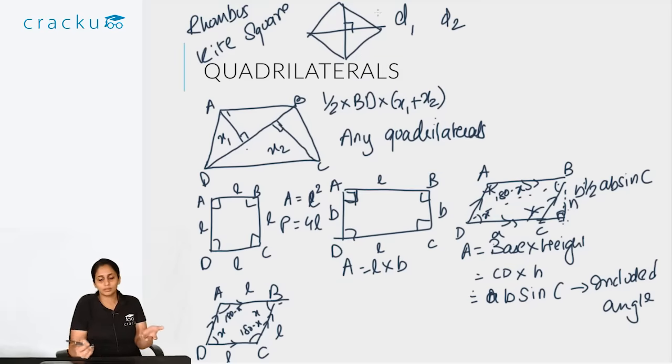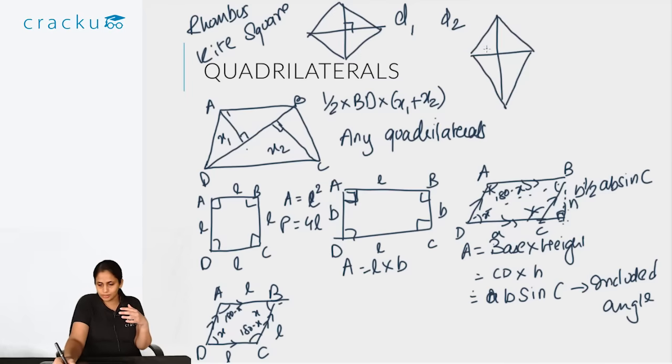In the case of a kite, a kite is basically of this form, where your two diagonals intersect at right angles. This length is equal to this length, this length is equal to this length. One of the diagonals is bisected, the other diagonal is not. So this is ABCD.